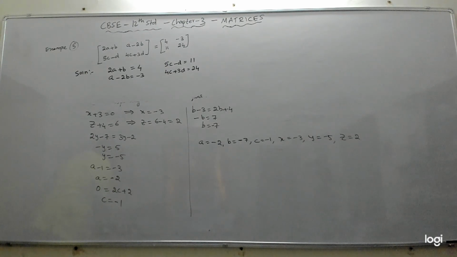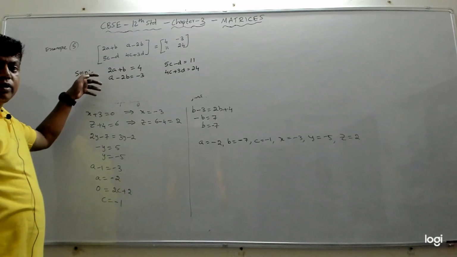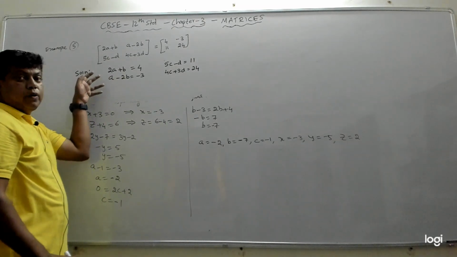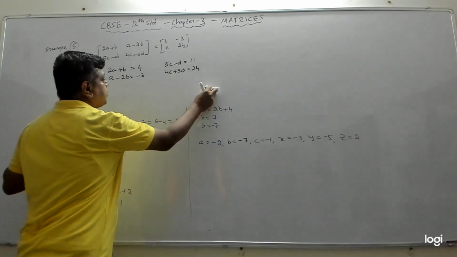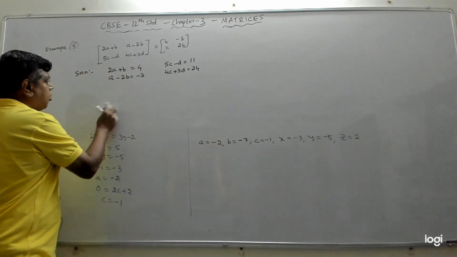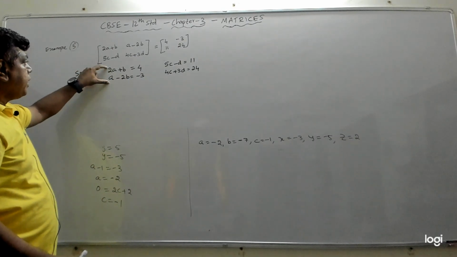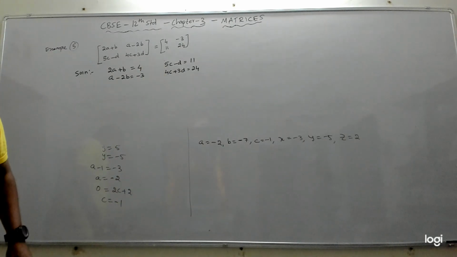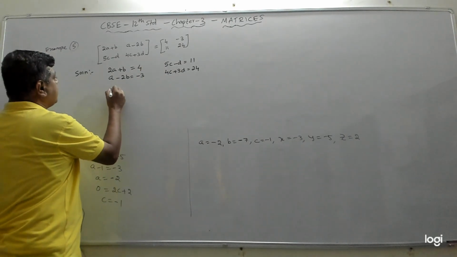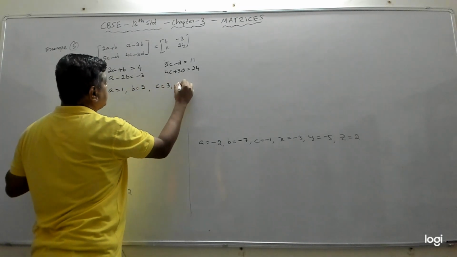Now if you solve these equations, you know how to solve them because you would have studied pair of linear equations in two variables in 10th standard. We have many methods to solve, elimination method, substitution method, cross multiplication method and all that. You can use the elimination method and solve these two equations, you will get A and B. Again solve these two equations and find C and D. So finally you will get A as 1, B will be equal to 2, C will be equal to 3 and D will be equal to 4.